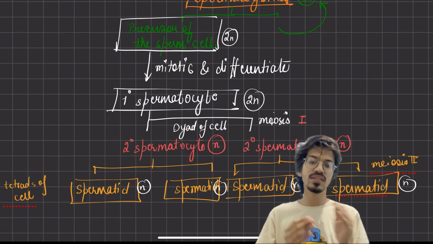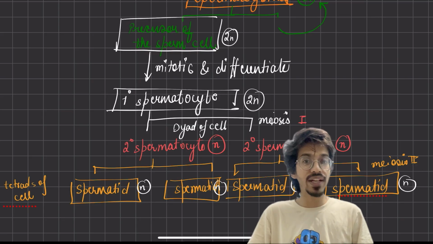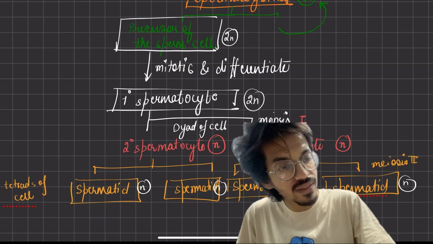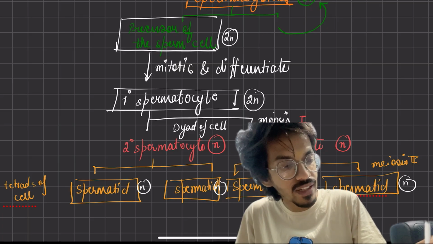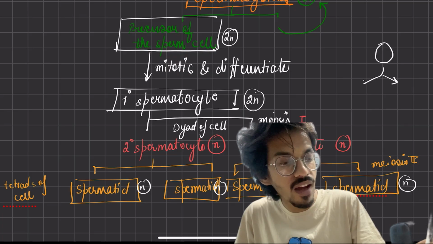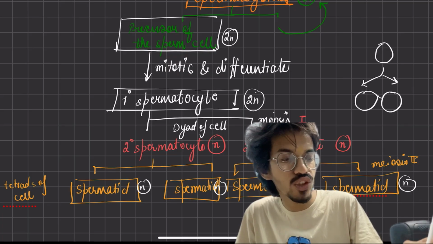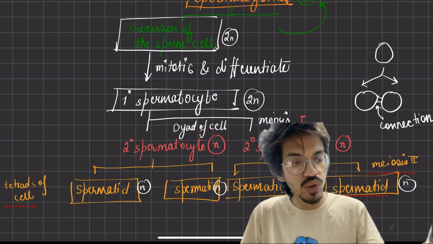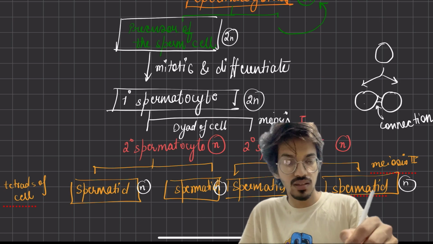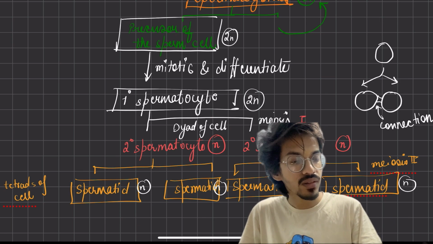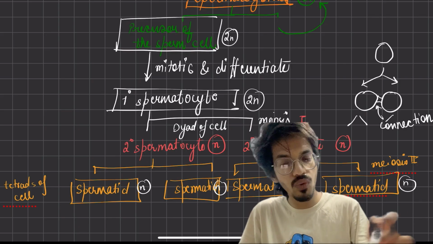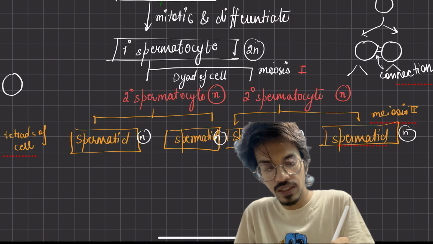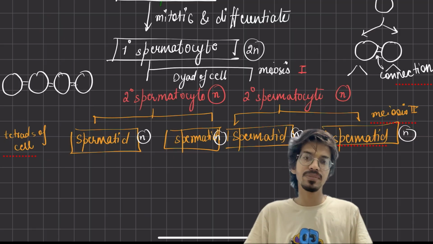When the whole process is occurring, these cells are joined together by cytoplasmic bridges. If this is the primary spermatocyte dividing into 2 secondary spermatocytes, they are not completely divided. There is a connection present, called cytoplasmic bridges. The same goes when these two divide further. So the whole structure will appear like this, 1, 2, 3, 4, joined by cytoplasmic bridges.